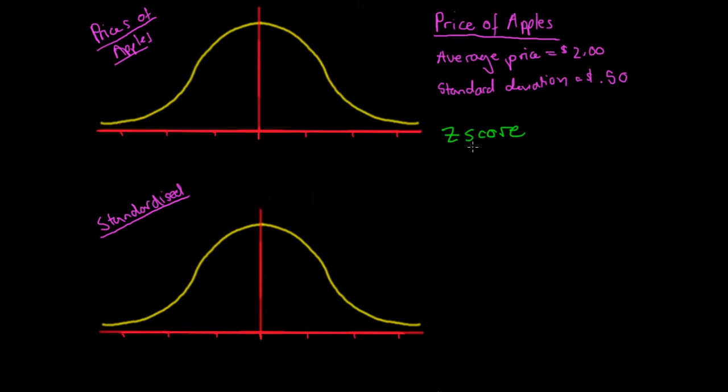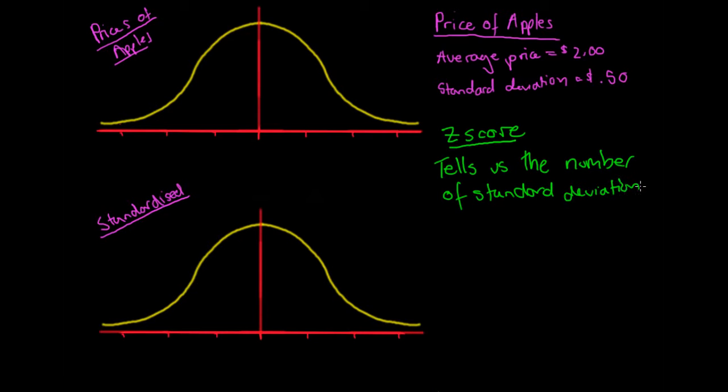So, a z-score. What a z-score is, it tells us the number of standard deviations an observation is from the mean.